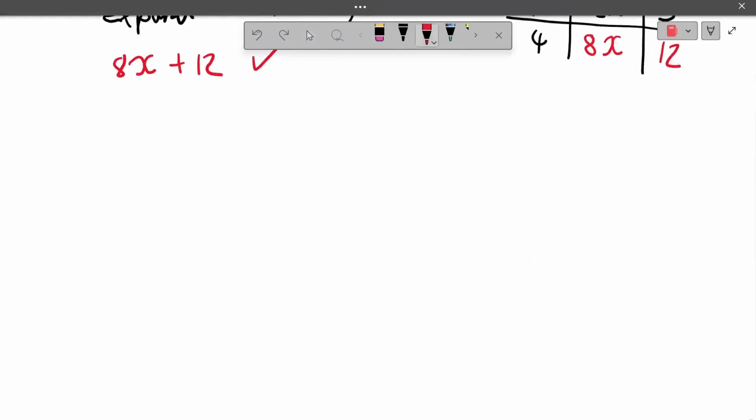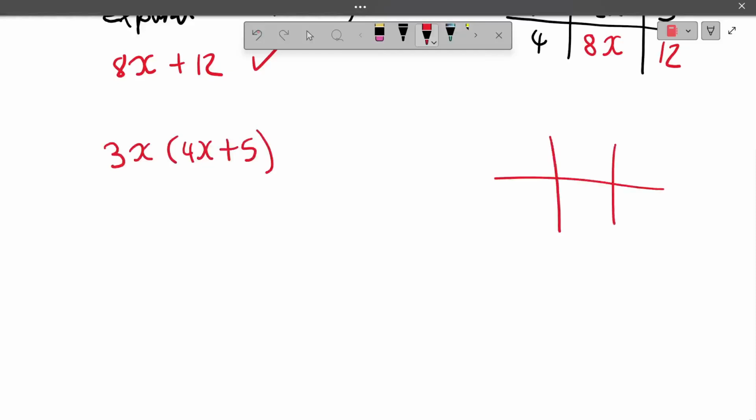Let's make up another question like 3x brackets 4x plus 5. And again, we have times 3x and 4x and 5. 3 times 4 is 12. x times x is x squared. And 3 times 5 is 15 with an x.